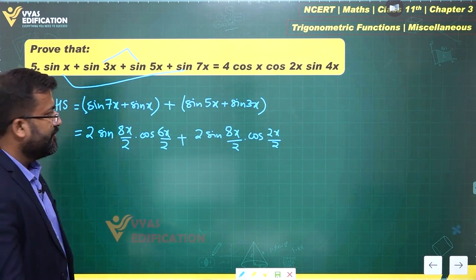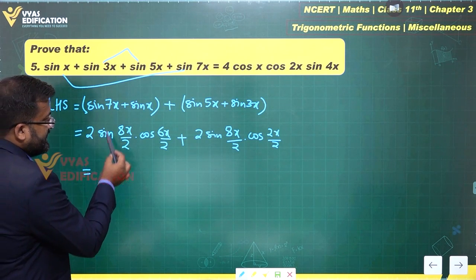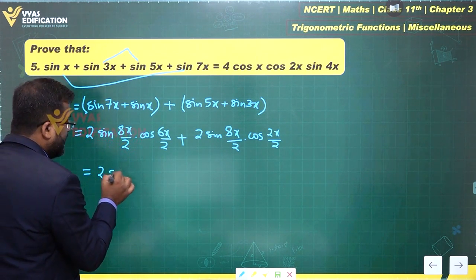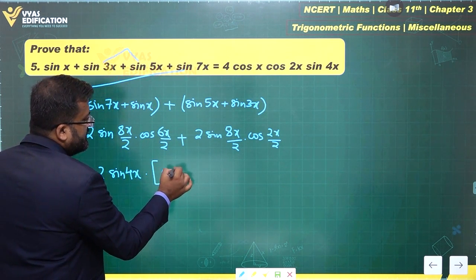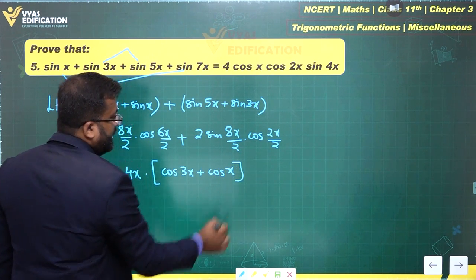Is that okay? Yes. I observe that 2 and 2 are common in these terms. Even sin 8x by 2, which would be sin 4x, is common. Let's take that out common. 2 times sin 4x, I take it out common. What remains is cos 3x plus cos x, okay.